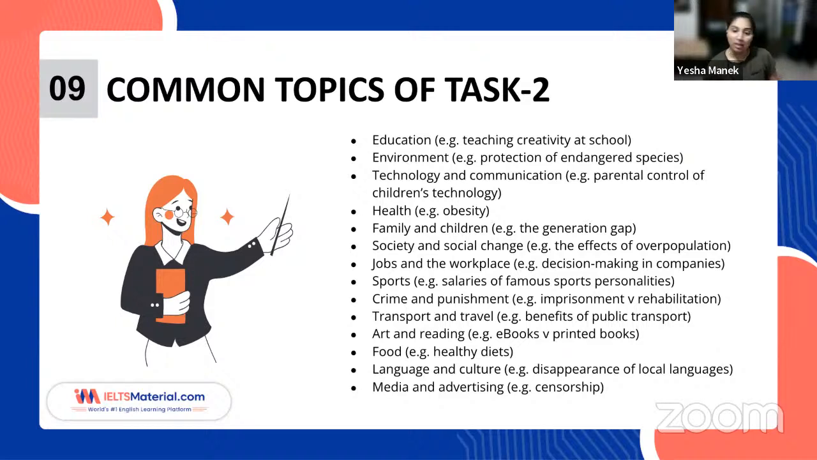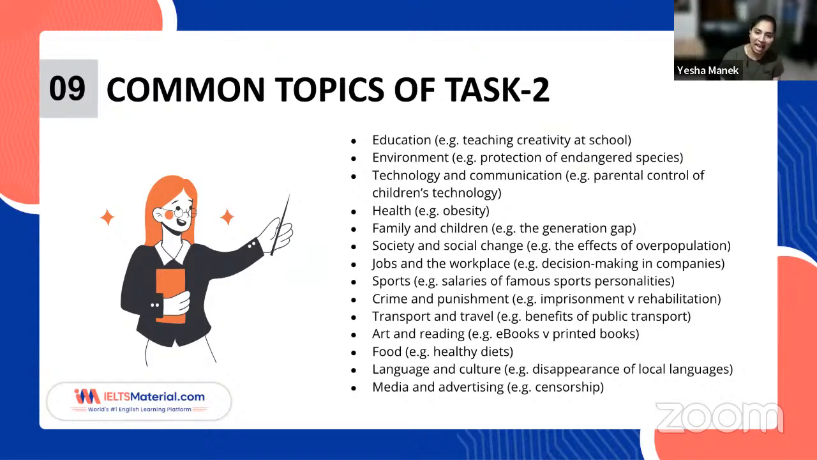Transport and travel, benefits of public transportation, which would reduce pollution and all those things. Art and reading, for example, ebooks versus printed books. This is a very common topic that students generally get in their examination. Newspapers may fade away in the future and ebooks or electronic devices or e-papers would be introduced, and this would be more comfortable for people as they can carry them everywhere. So what is your opinion?